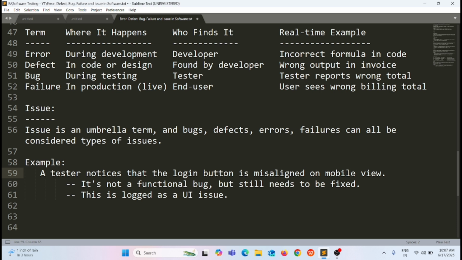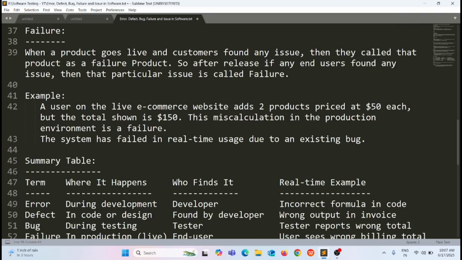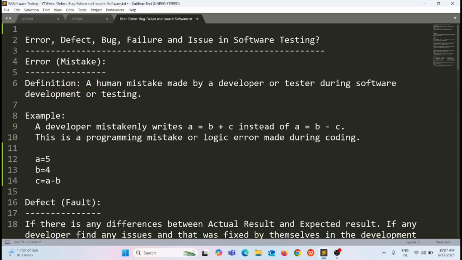That particular problem is called an issue. This is called a UI issue. Functionality is perfect, but there is some misalignment. That is called a UI issue. So issue is an umbrella term, and under that umbrella, bugs, errors, defects, failures are all types of that particular issue. Okay, now is it clear what is error and what is defect?